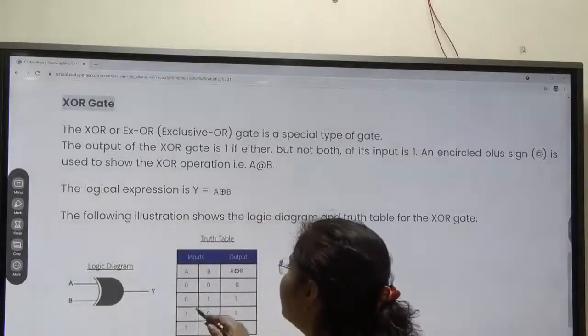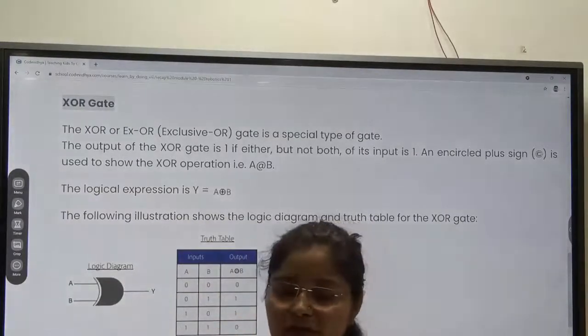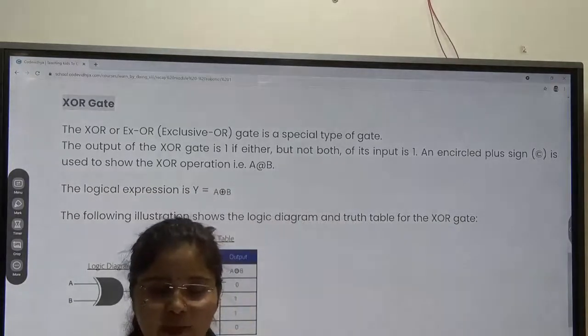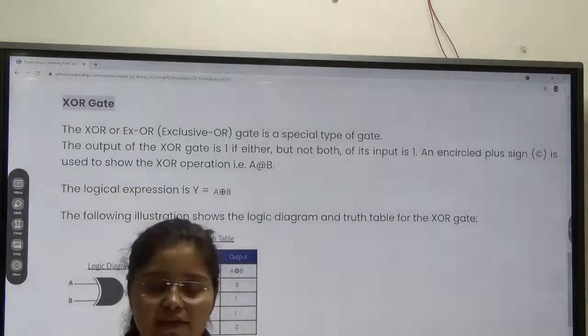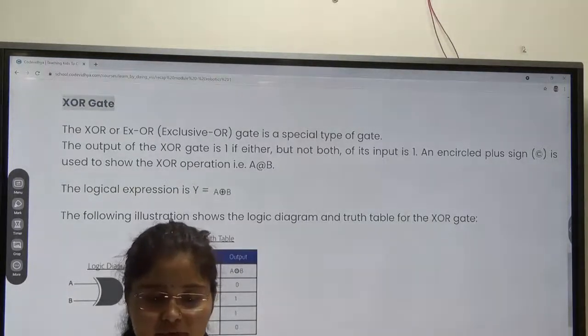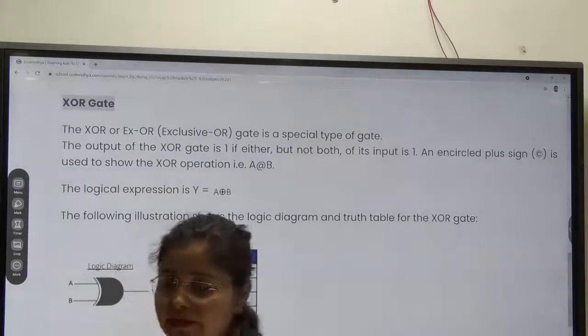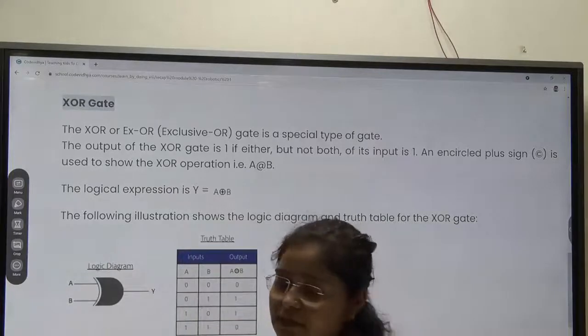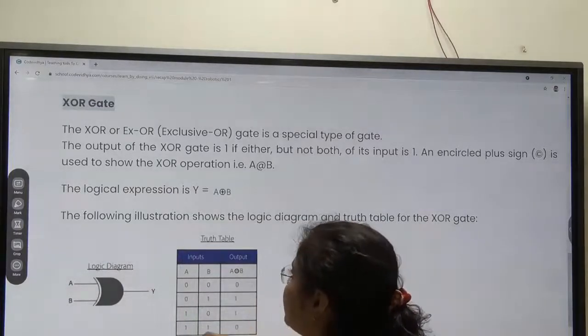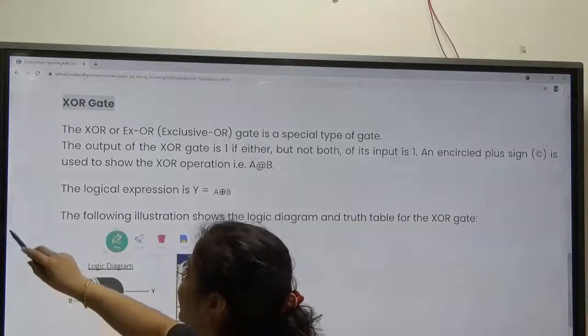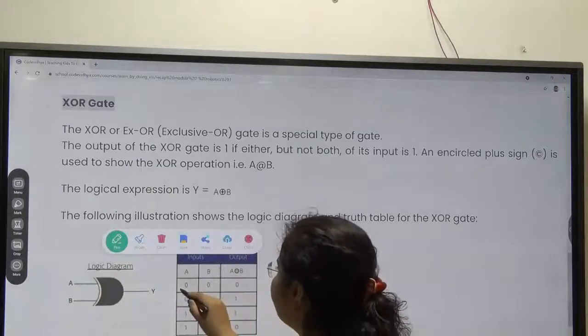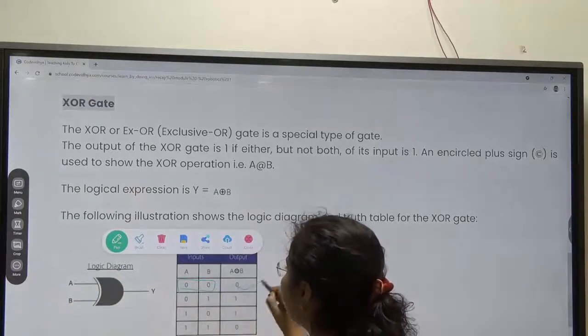Okay, so the XOR gate is a special type of gate. It means if both inputs are different then only the output will be 1. If both inputs are the same then the output will be 0 for sure. Means if both are 1 then also the output will be 0, if both are 0 then also the output will be 0. But if one is 0 and the other is 1 then only the output is going to be 1. So you have to remember this thing.